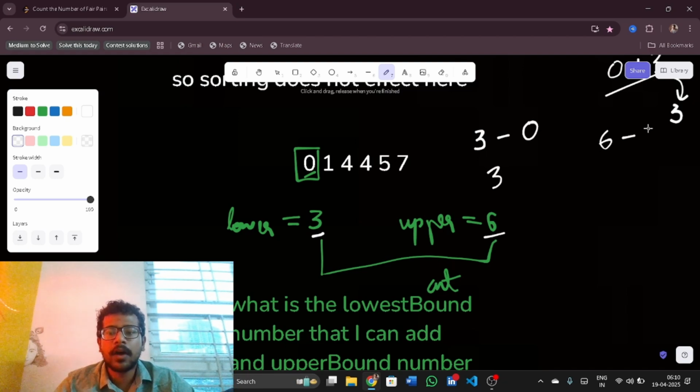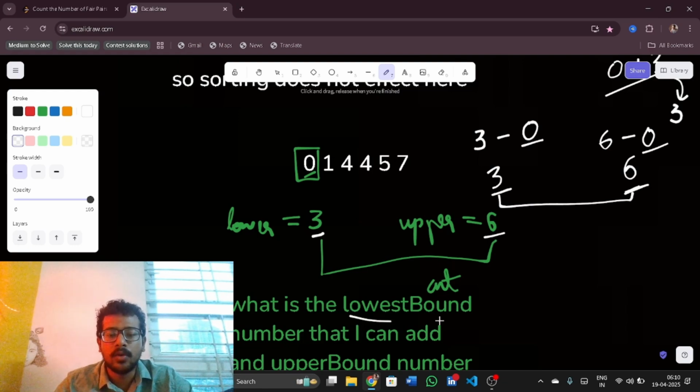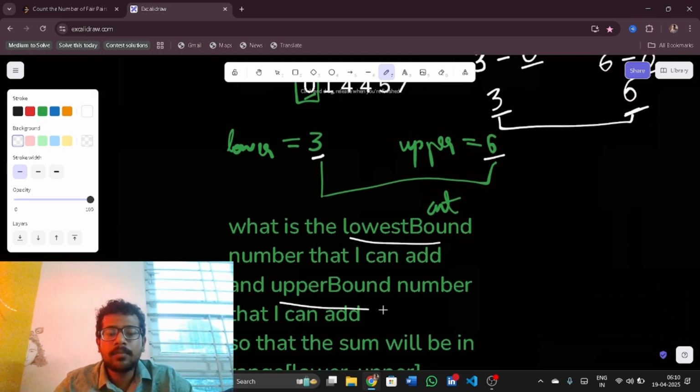Upper minus nums of I will give me the upper bound. Now, remember this and let us take the count of elements which comes in this range. Not this range 3 and 6. Don't get confused. We will get other numbers instead of 0. So don't get confused that we are searching for lower and upper. No, we are searching for the lowest bound and upper bound. So lowest bound number, upper bound number.